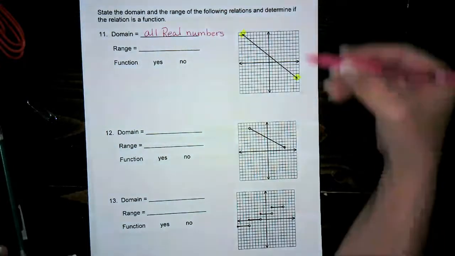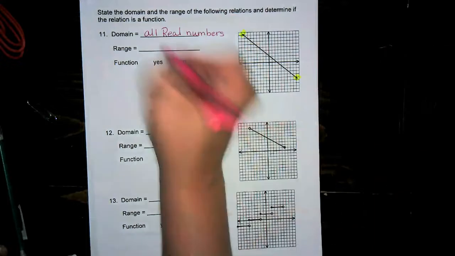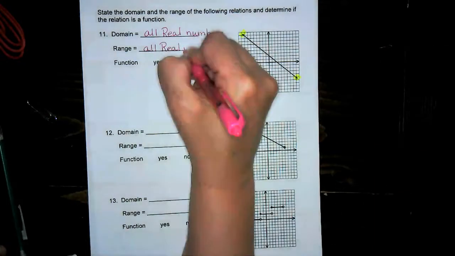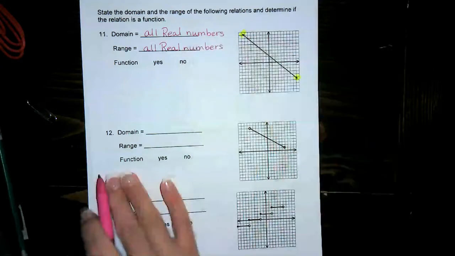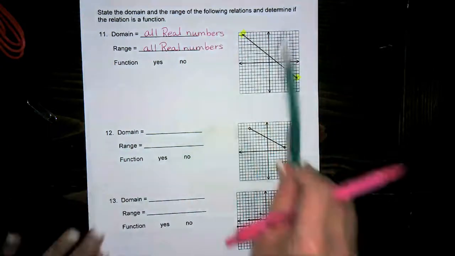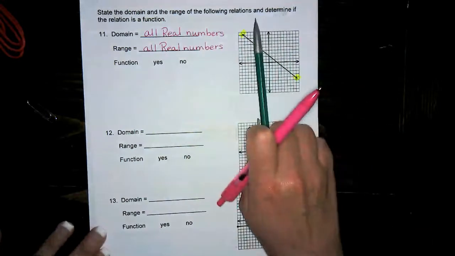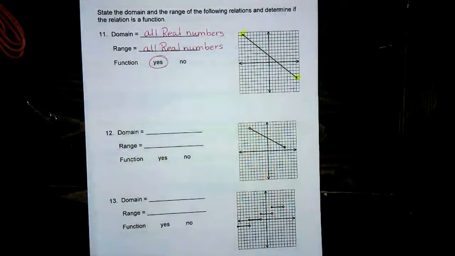My range tells me it's going to continue to go up and down. That tells me my y values are also all real numbers. Is it a function? Remember our vertical line test? If I put a vertical line anywhere on this graph, it only touches it once. That means this is, yes, a function.